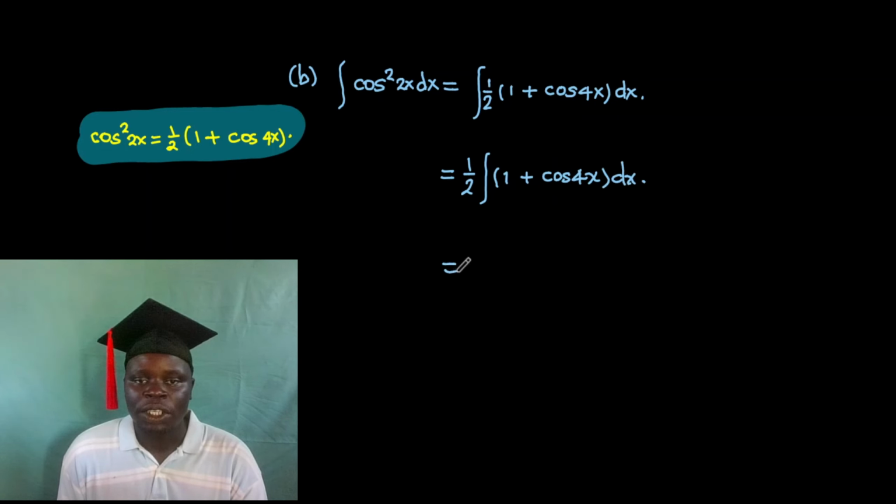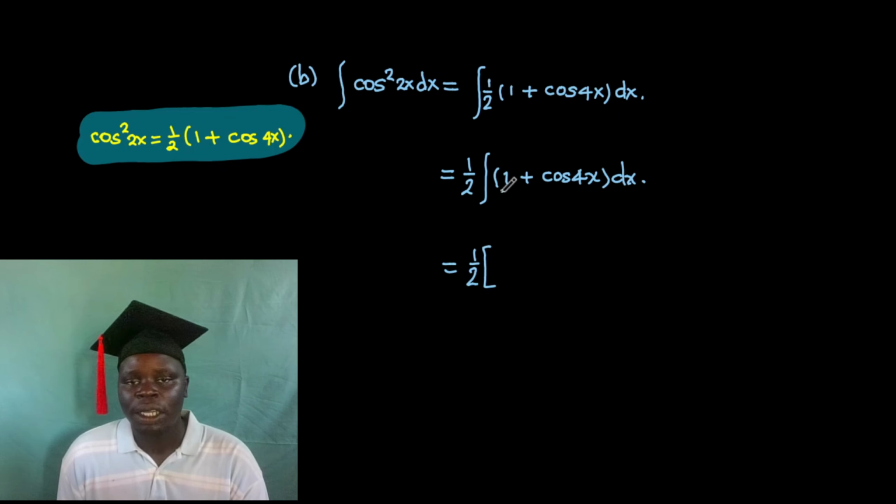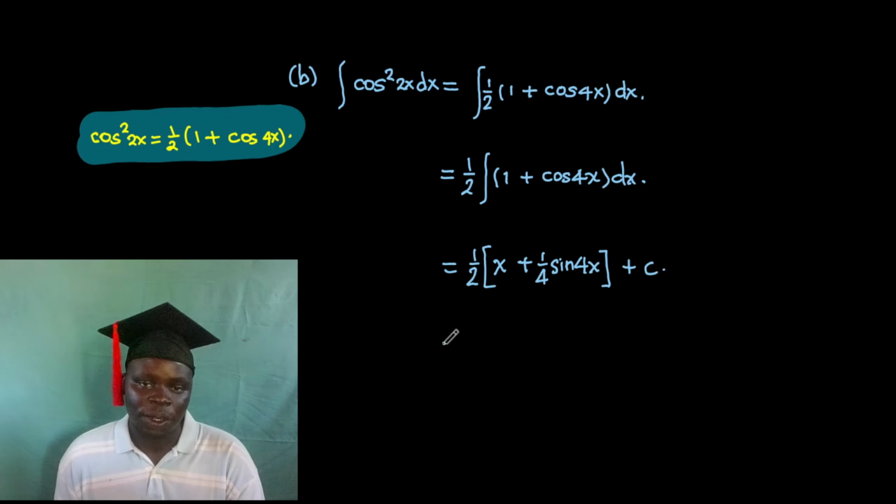At this stage, we are ready to integrate. Let's create a bracket here. The integral of 1 with respect to x is simply x, and the integral of cosine 4x is 1/4 sine 4x. We close this bracket and we add our constant of integration.